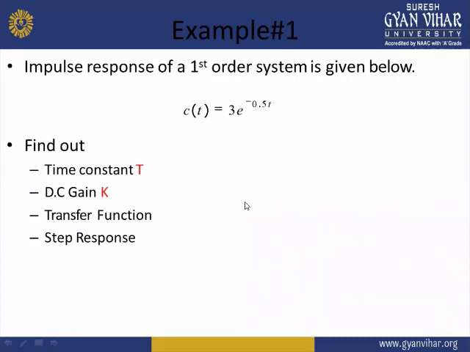Let's take an example. The first order impulse response is given to you, that is c(t) = 3e^(-0.5t). Now we have to find the time constant, the DC gain, the transfer function, and the step response for the system.